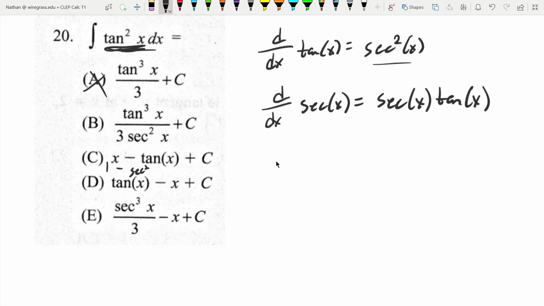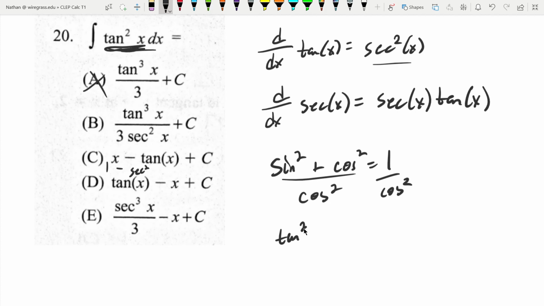If you don't remember that, it's going to be sine squared, I'm just going to write shorthand, plus cosine squared equals 1. And I want tangent squared, so tangent is going to be sine over cosine, so I'm going to divide everything by cosine squared. And that gives me sine over cosine is tangent squared, cosine over cosine is just 1, 1 over cosine is secant squared.